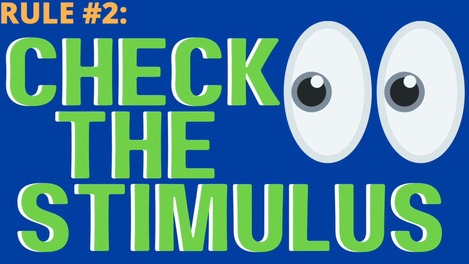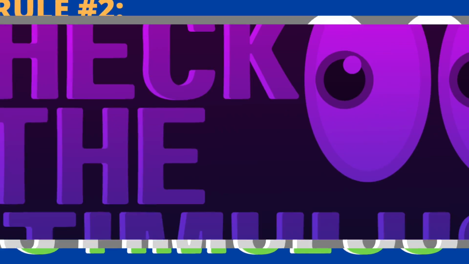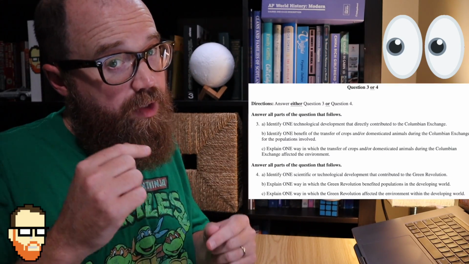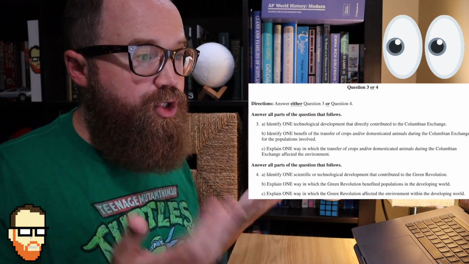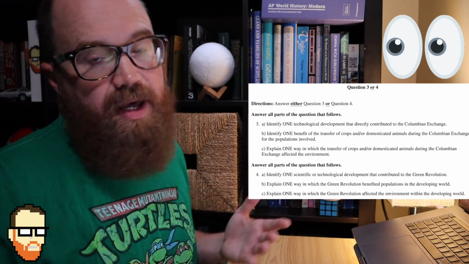So let's check the stimulus. JK, there is no stimulus. On question 3 and question 4, there will be no stimulus. You'll have a choice between 3 and 4, but both 3 and 4, and you can see it here, both 3 and 4 don't have a stimulus. There is nothing to see here.